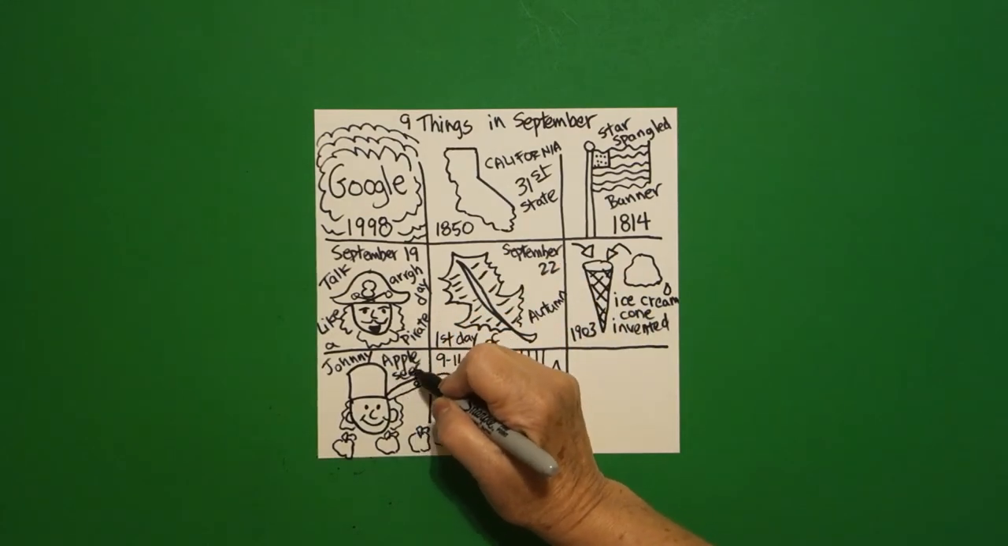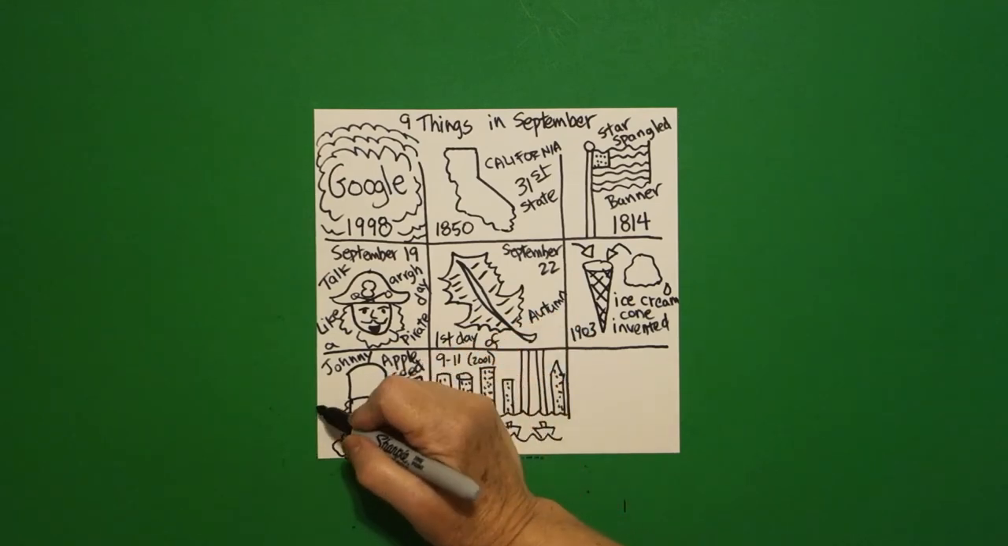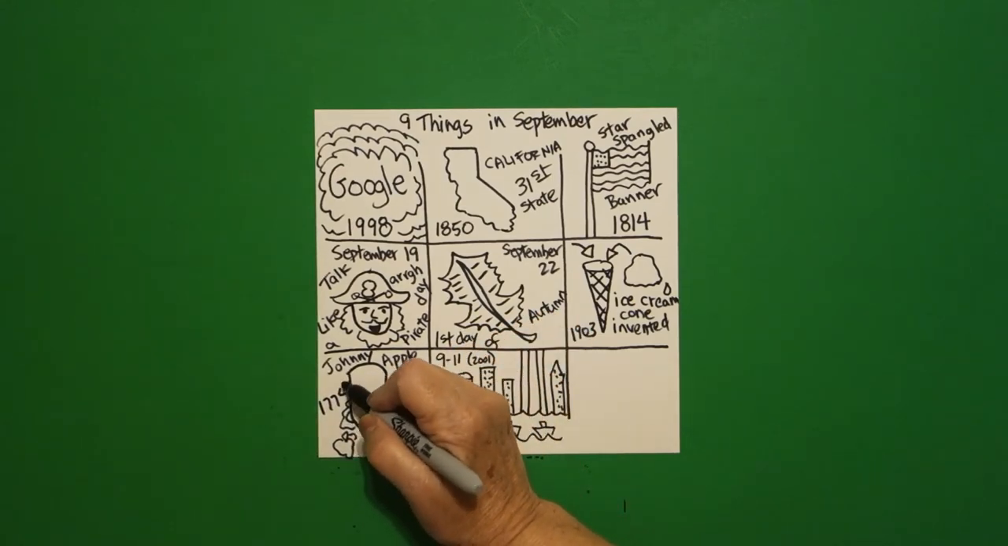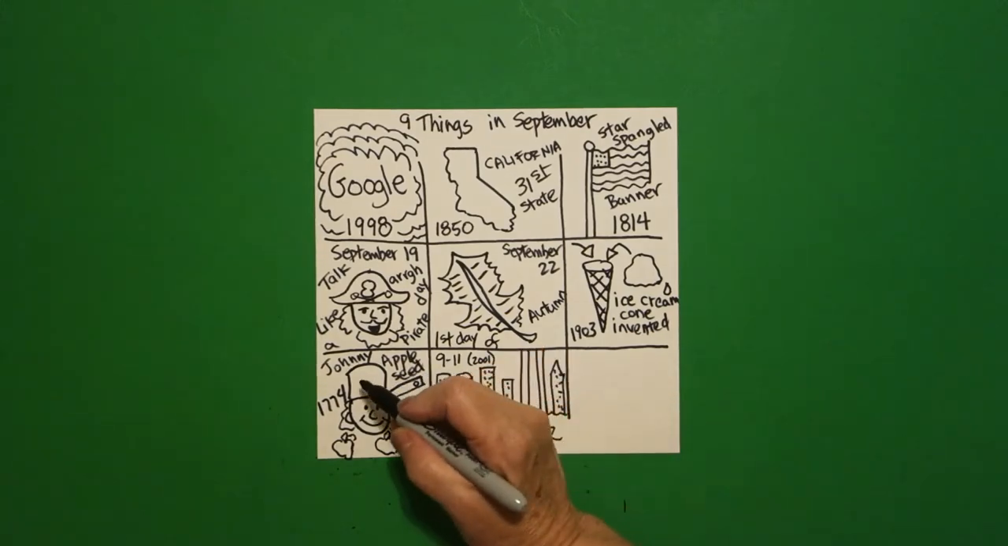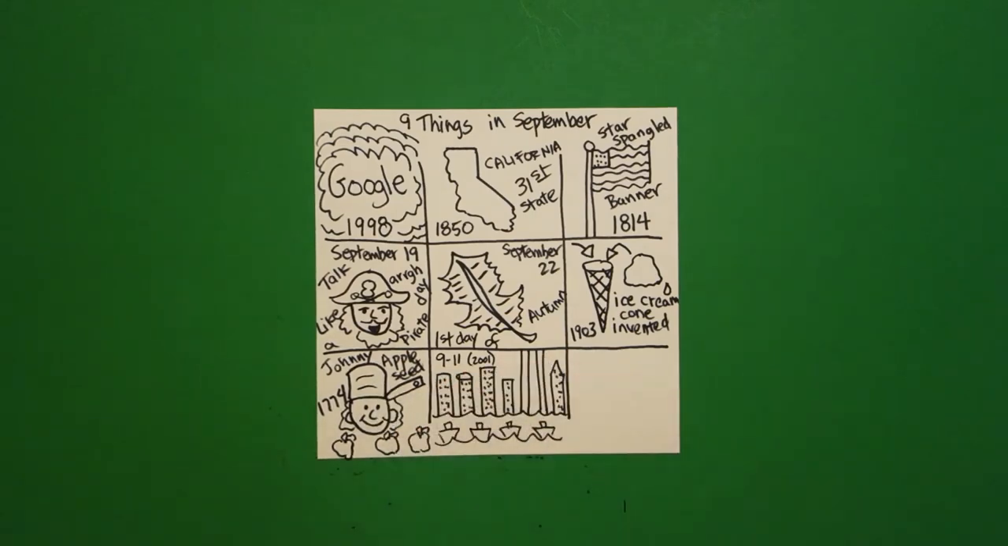Planted all those apple trees in 1774. He's been around a long time. Might want to just put a little bit of curve line on his top part.